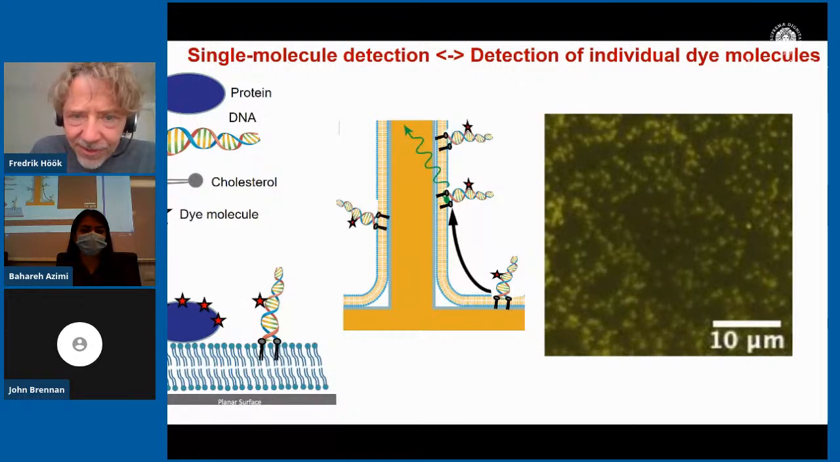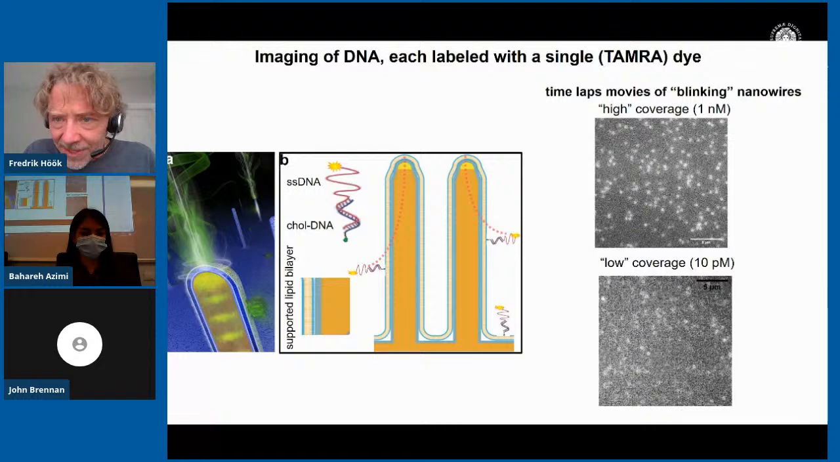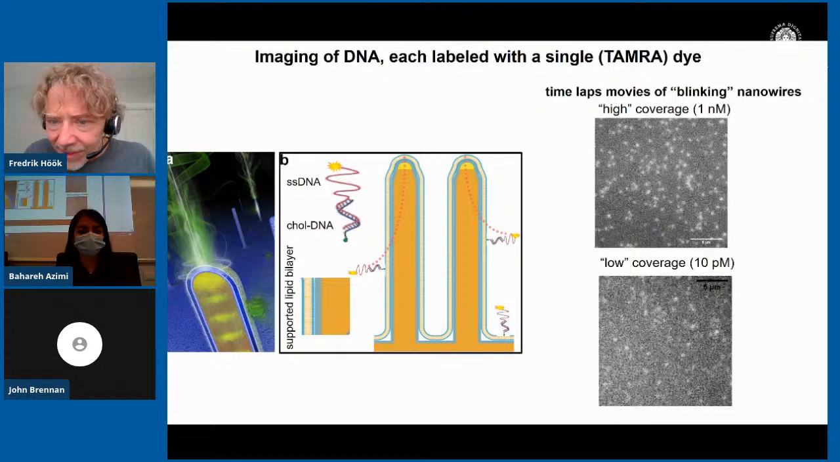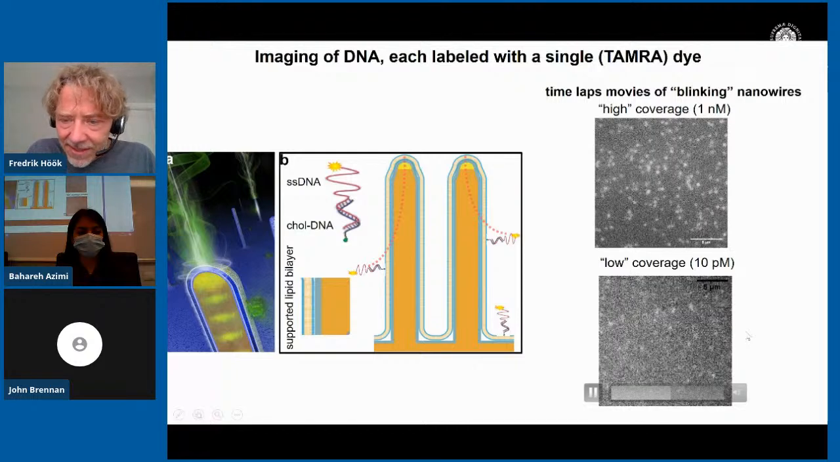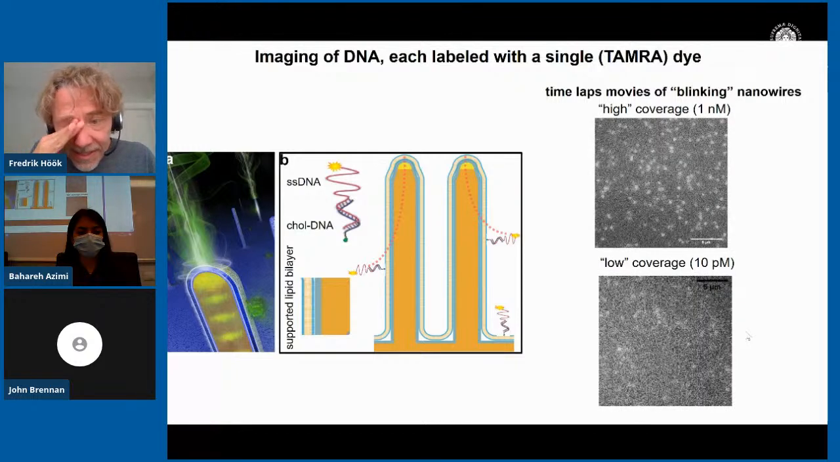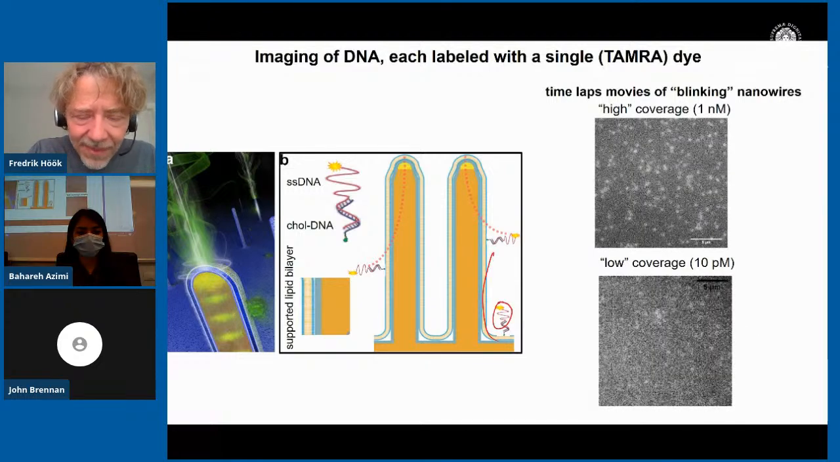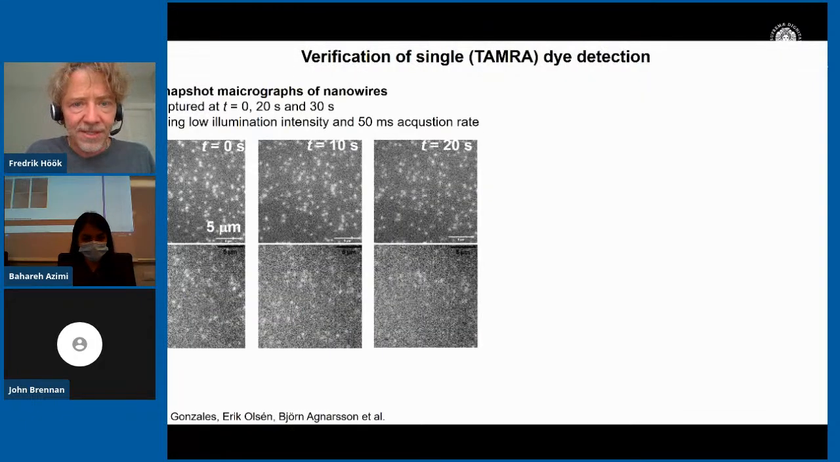So what we did was to further reduce the concentration of cholesterol DNA when we immobilized them. And if you compare these two movies now, you will see that at high concentration, they all light up, but at low concentration, there are in fact blinking events. And overlaid on that, some bleaching, but not too much in this particular case. And this blinking is a strong evidence that single dye molecules are moving on and off the wires, and the diffusion constant that we deduce is exactly what you expect for DNA diffusing on the membrane when coupled using cholesterol.